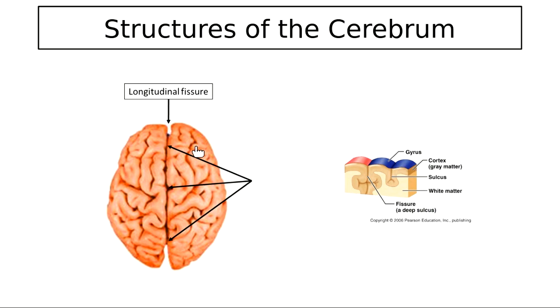The folds and the creases. Each fold is called a gyrus, and the crease is called a sulcus. There's a sulcus. This deep one here is a fissure, like this one right here. A very deep one's a fissure. But all these here are gyri and sulci.